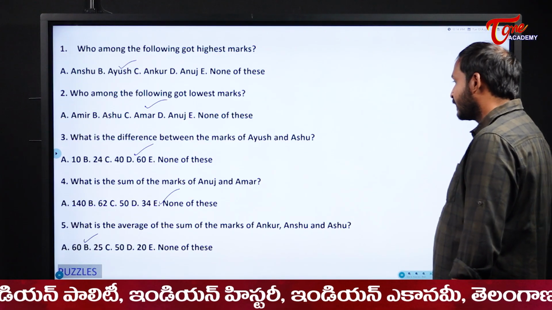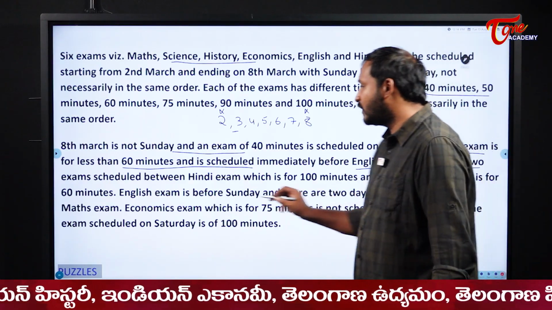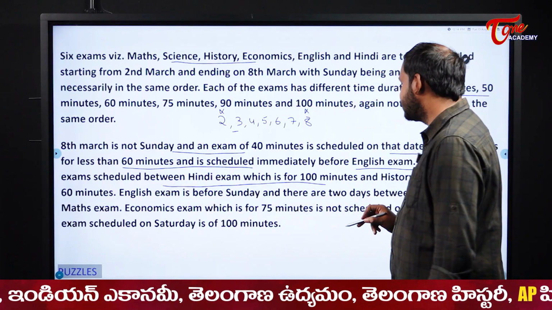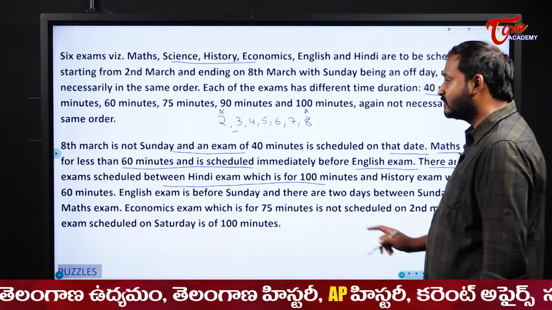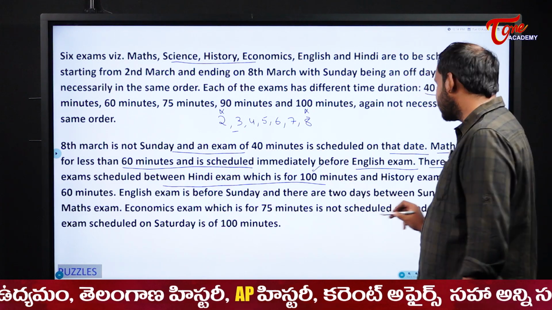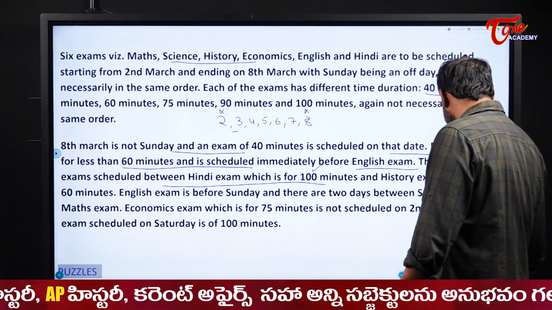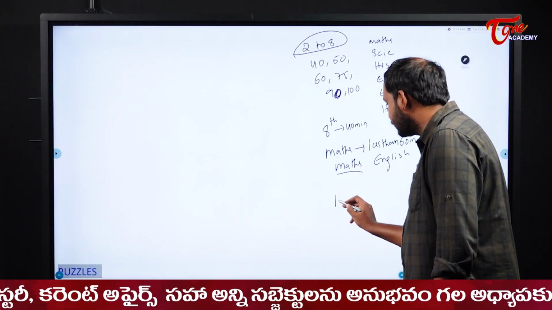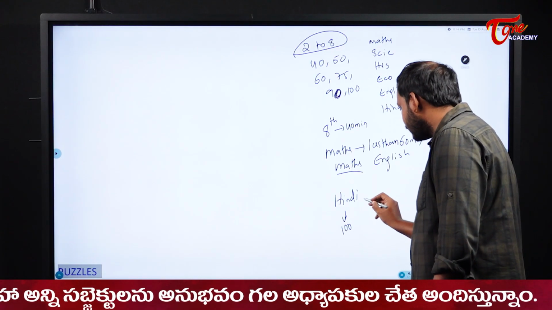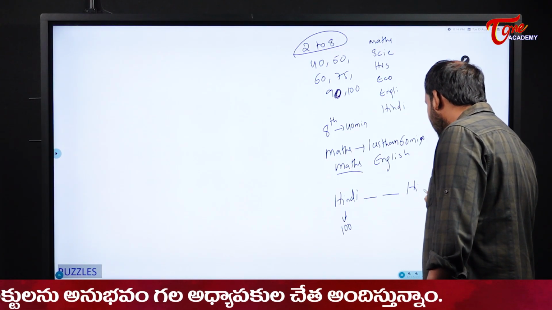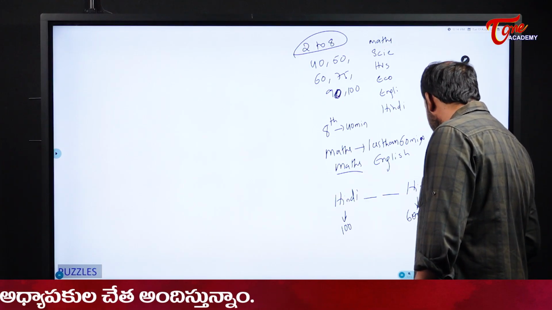Okay. Next, there are 2 exams scheduled between the Hindi exam which is for 100 marks and the History exam which is for 60 marks. Okay. Now, see here, the Hindi exam is for 100 marks, the History exam is for 60 marks and there are 2 exams scheduled between them. Okay. Hindi is for 100 marks, 2 exams are there and History is for 60 marks. This is the data they have given for me.